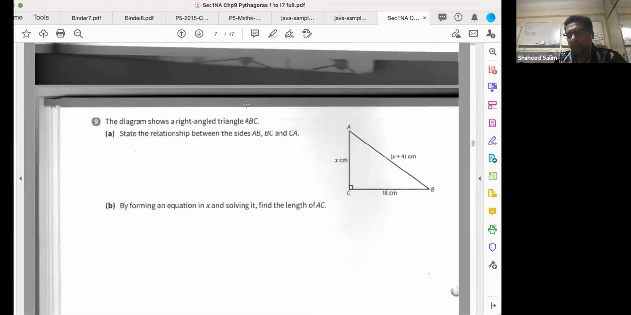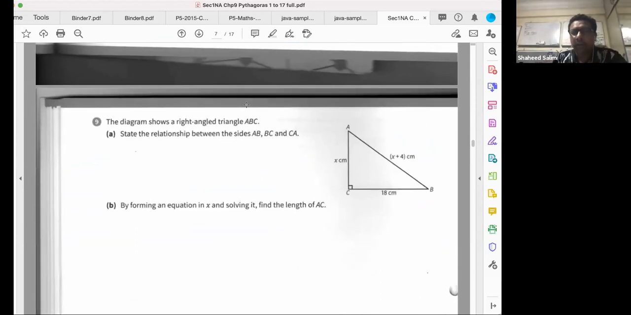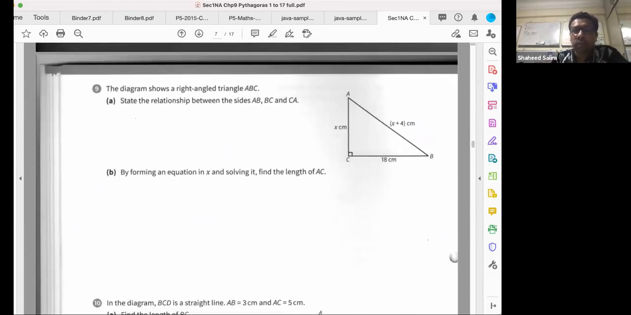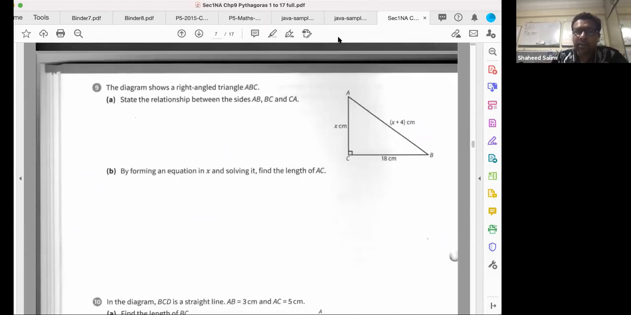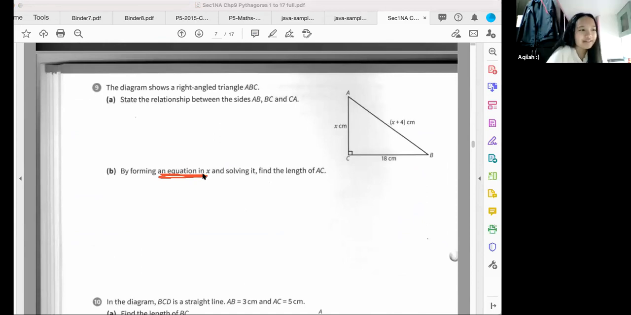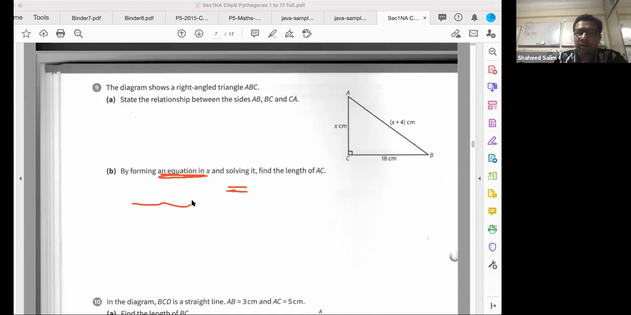Okay, now we're going to algebra. Same thing, but it's algebra. I just want you to form this one as an equation. Akila, you know what's an equation? What must it have? It must have something, no? The equal sign. An equation must have an equal sign. Then one side must be equal to another side. It's like a seesaw.